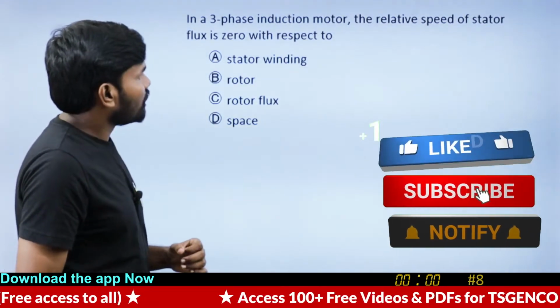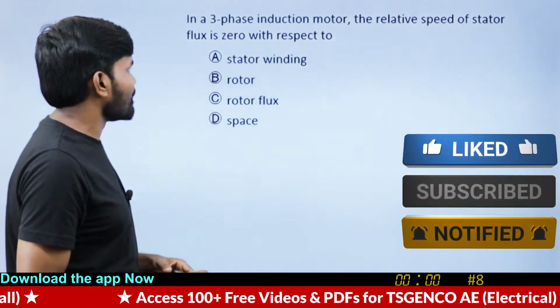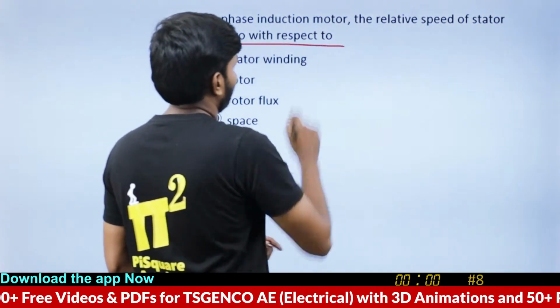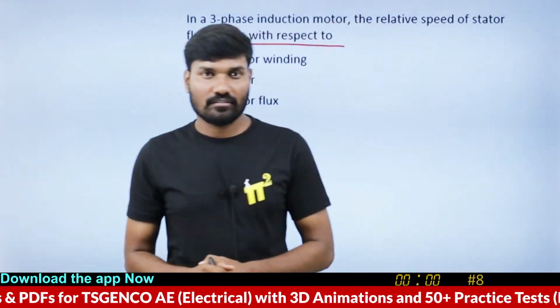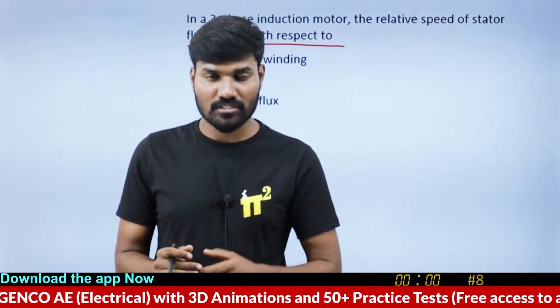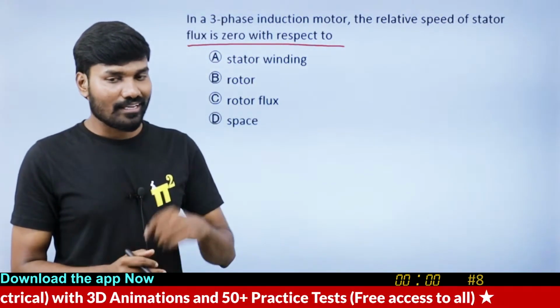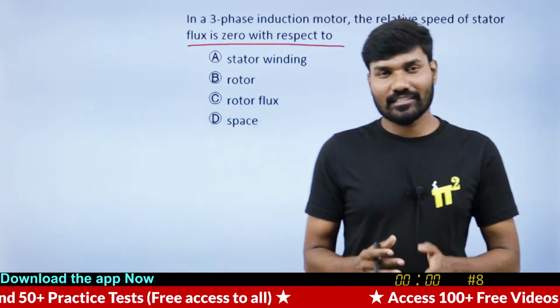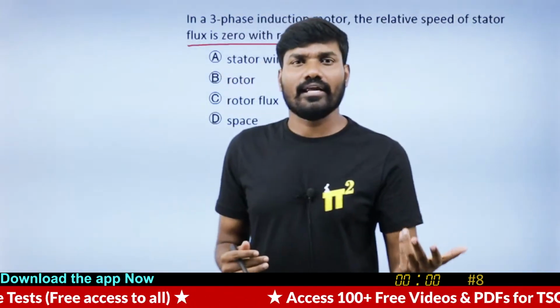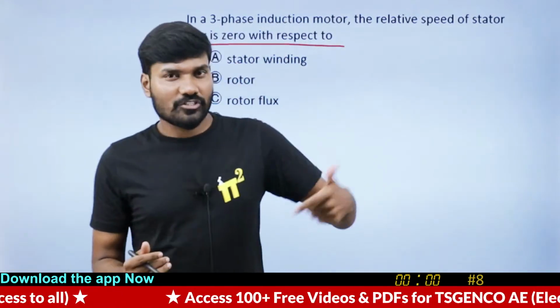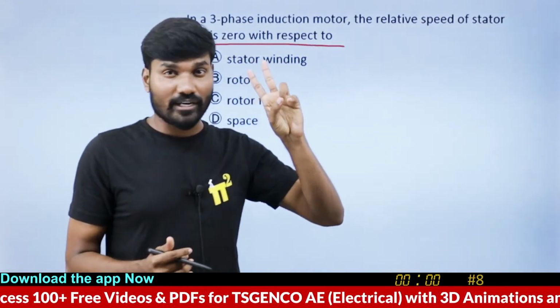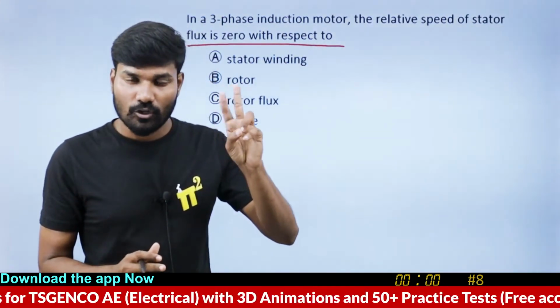In a three-phase induction motor, the relative speed of a stator flux is zero. Key point here. The relative speed of stator flux is zero with respect to. I told you one key point in the DC machines lecture, concept MCQ video. The key point was that for torque production to happen, for the machine to rotate, either generate electricity or generate mechanical energy, whatever, you need how many fluxes? You require 2 fluxes. For any rotating machine, you require 2 fluxes.